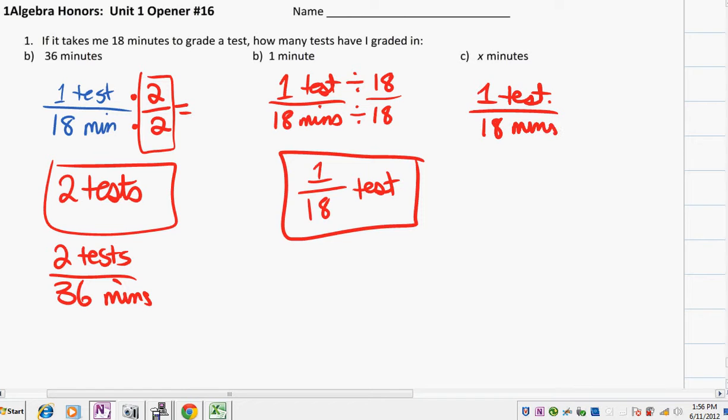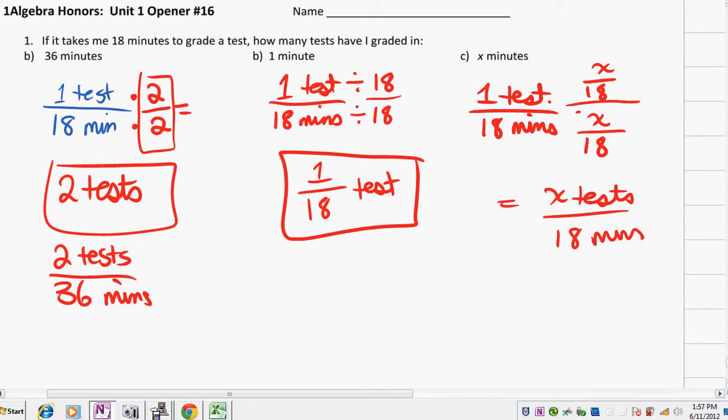Now this one's a little tricky, but you might think of it in a few different ways. I can multiply this by x over 18 to get it to be x minutes, because the 18s will divide out. I'll be left with x. If I do it to the bottom, I have to do it to the top. So here I'm left with x tests per 18 minutes.